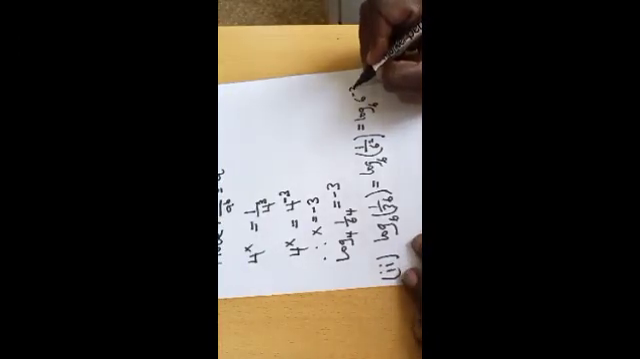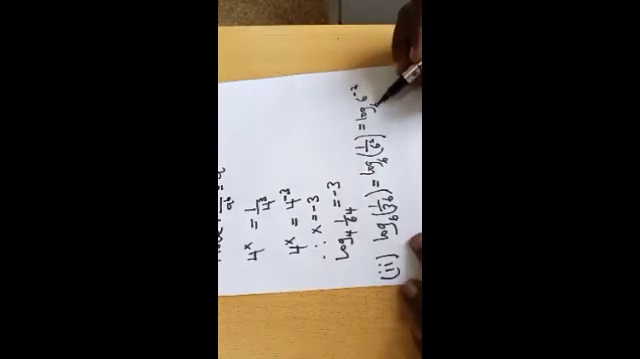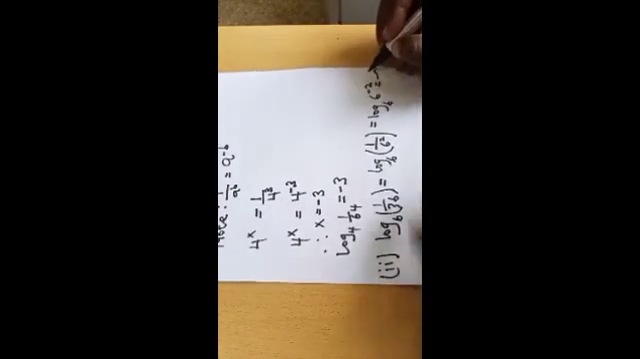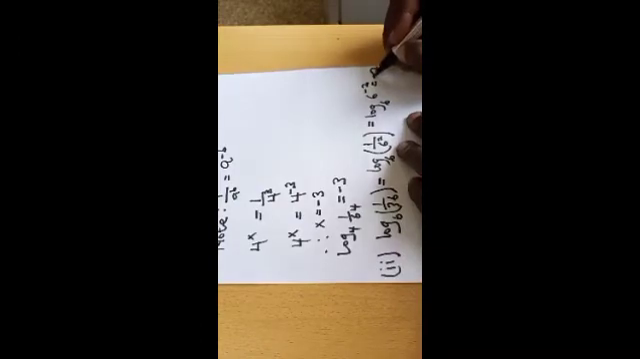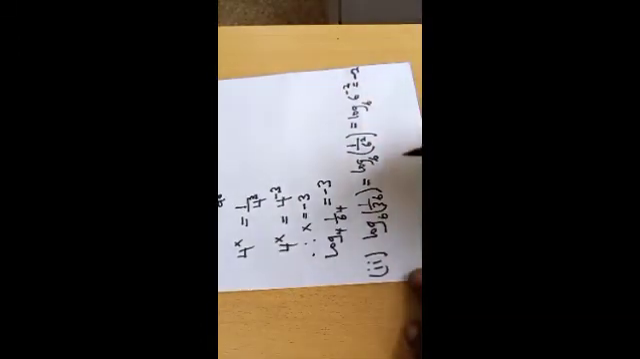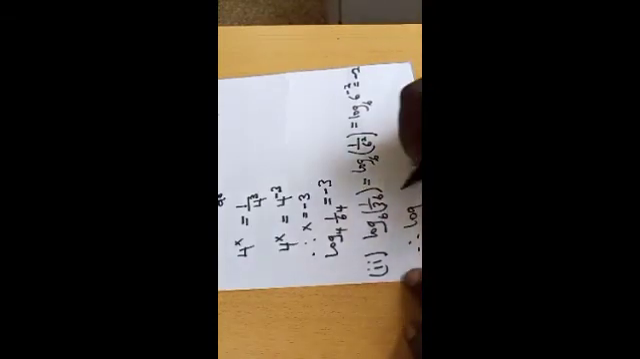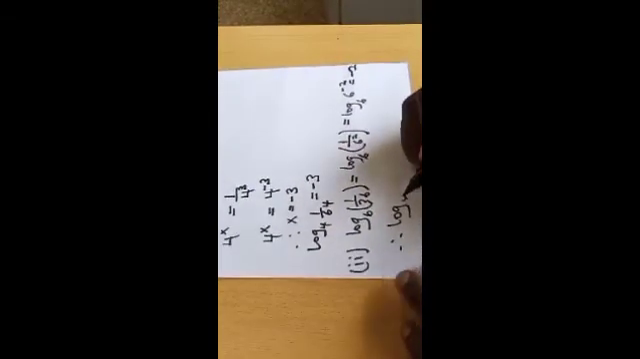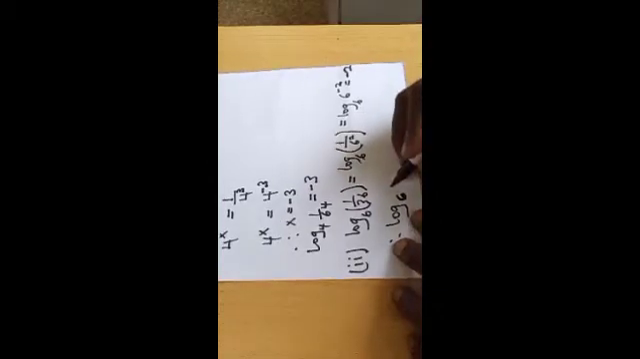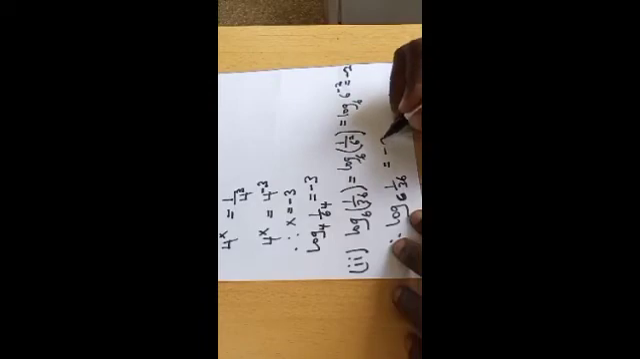Earlier we established that if the base and this number are equal, then we get the exponent. So this is going to give us negative 2. Therefore, log base 6 of 1 over 36 will be equal to negative 2.